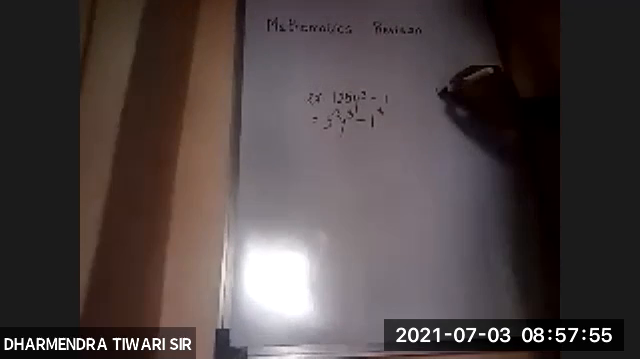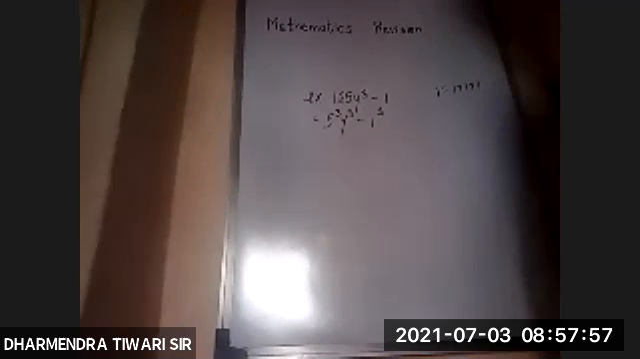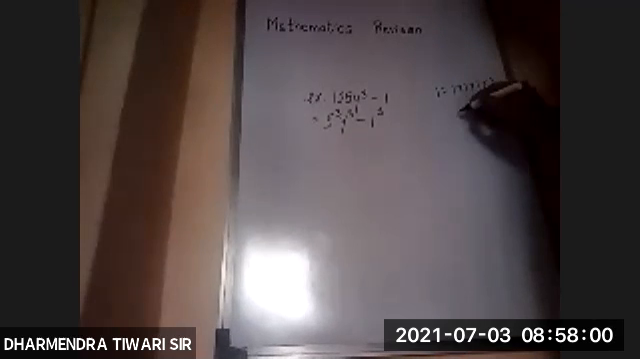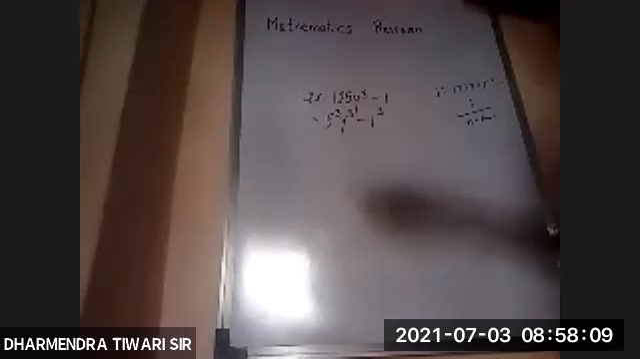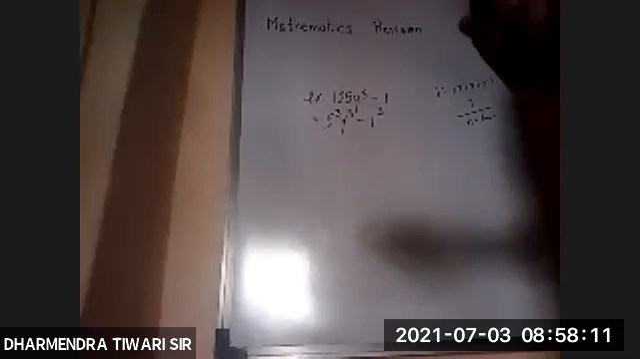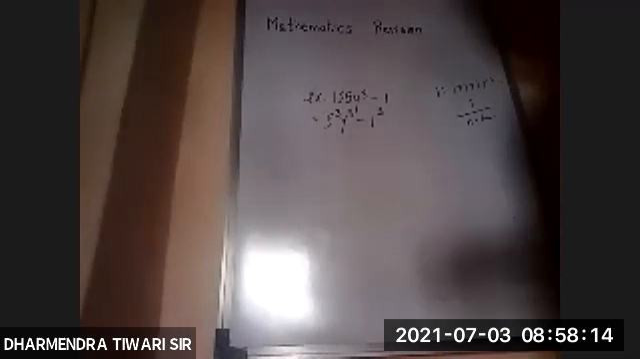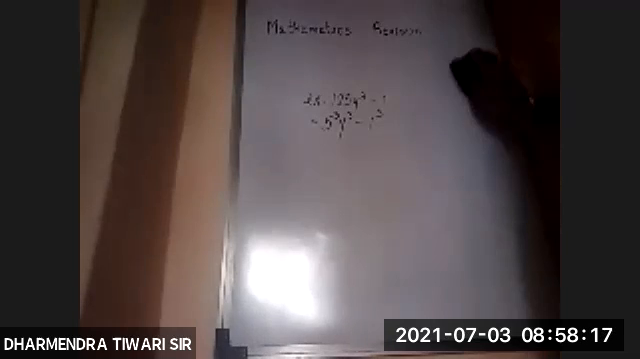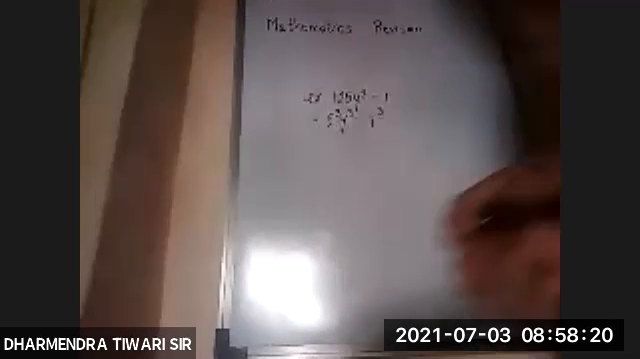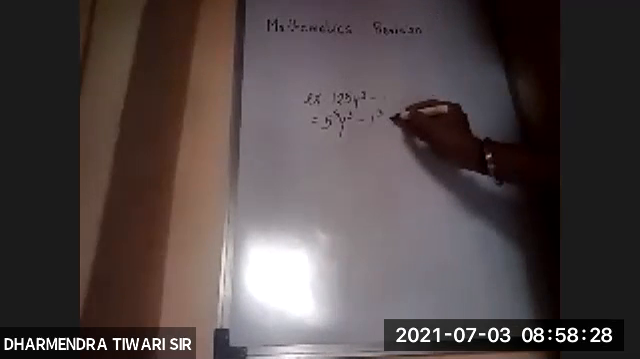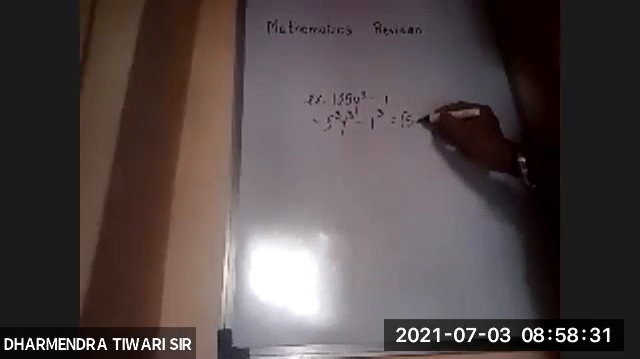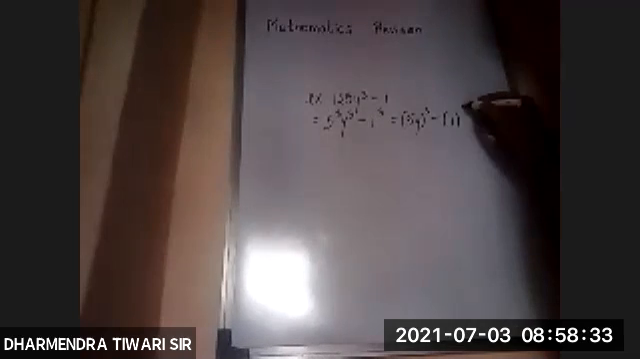So 1 can be written as 1 into 1 into 1, as per requirement. You can write it n number of times. If a square is present and we want 1 in the form of a square, you can take 1 in the form of 1 square. So it can be written in any form as per requirement. You can write 1 square, 1 cube, or 1 to the power n. So we can see that I have written it as 5y the whole cube minus 1.